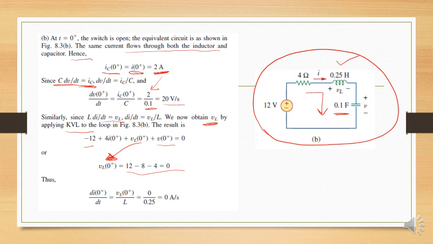So VL of 0 positive is equal to 0. Now di of 0 positive over dt is equal to VL of 0 over L. So 0 over any value of L is equal to 0 again. So that is another value we have calculated from these steps.